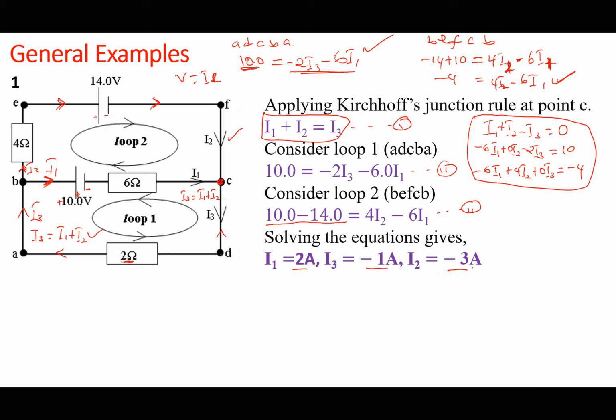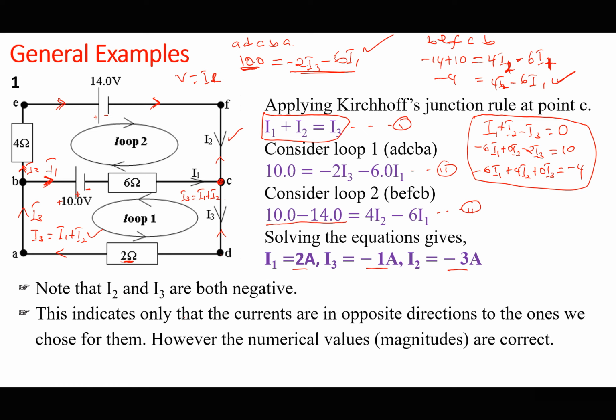If I2 is minus, it means the correct direction of current is in the opposite direction. Okay, so note that I2 and I3 are both negative. This indicates only that the currents are supposed to be in the opposite direction to the ones we chose for them. However, the numerical values or the magnitudes will still be the same and will be correct. So that is how we use Kirchhoff's laws.